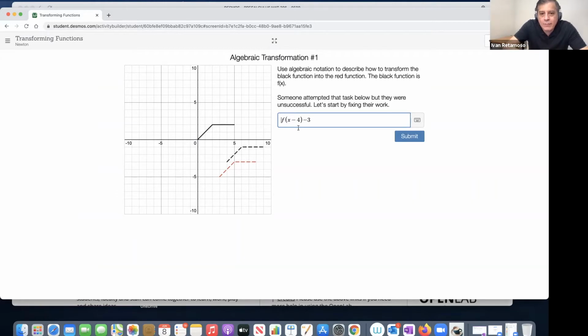But what else should we fix there? Anybody could tell us? What else do you think we would fix? I removed the 2, looks better now. But what else? How can we change the 4 and the number 3 there for the black graph to become the red graph?